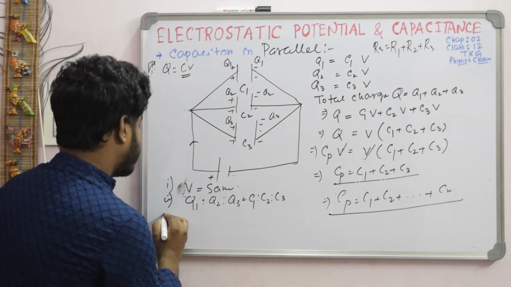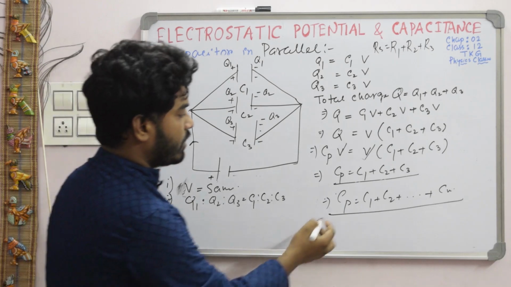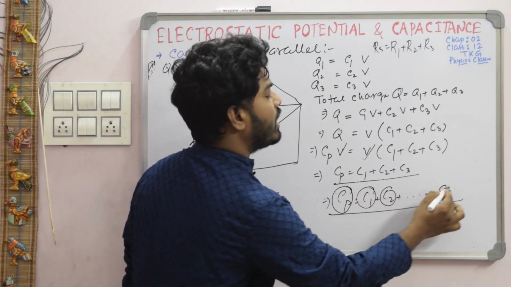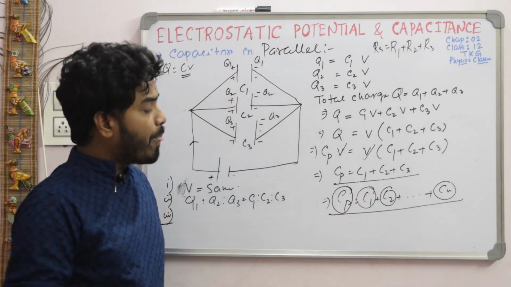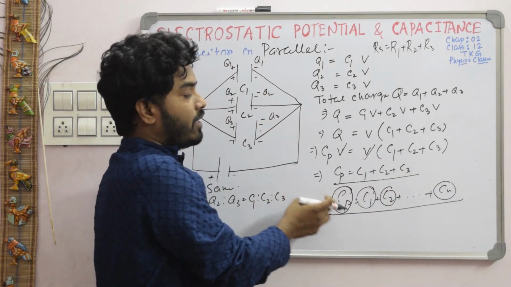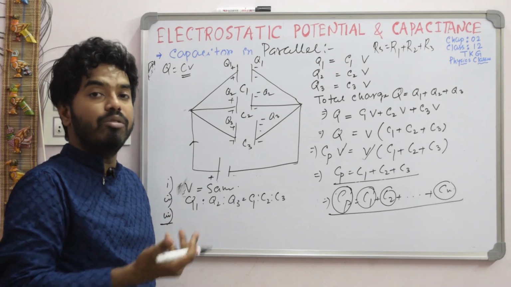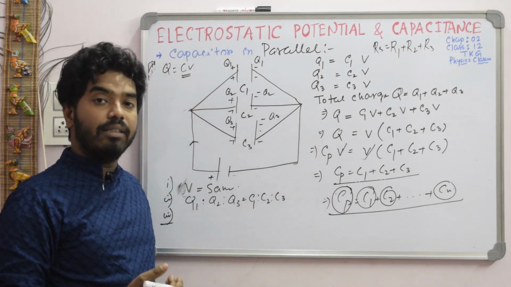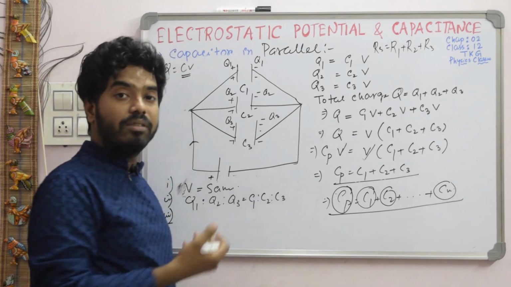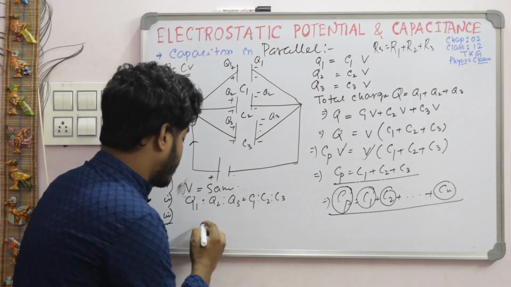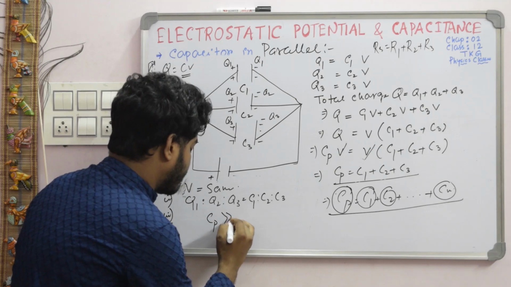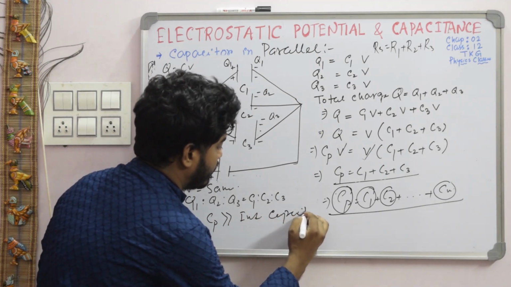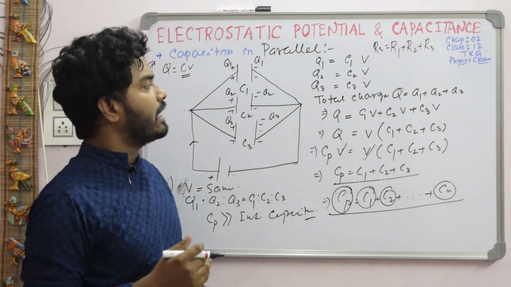And third point, from the equation, Cp is equal to the summation of individual capacitances. So we can say the equivalent capacitance is greater than the individual capacitances. Even the equivalent capacitance is greater than the largest capacitance value of a single capacitor. So we can say Cp is greater than the individual capacitance. So what do we get here?